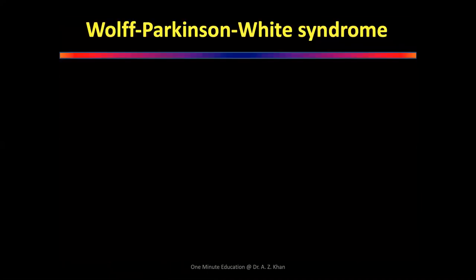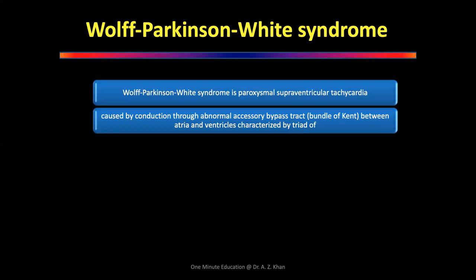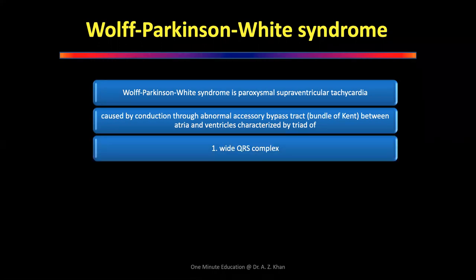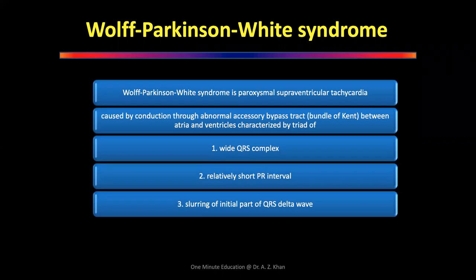Okay, this is the Wolff-Parkinson-White syndrome, okay, WPW. Anytime you get conduction problems, if you don't know any answers, then better to call it WPW, okay? But delta wave is the main one that comes in WPW. And it happens because of paroxysmal supraventricular tachycardia caused by conduction through an abnormal accessory bypass tract, which is the bundle of Kent between the atria and the ventricle. And it's characterized by a triad of wide QRS, relatively short PR, and a slurring of the initial part of the QRS, which is called a delta wave.